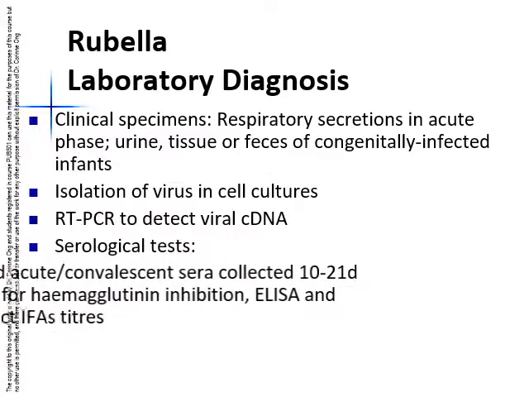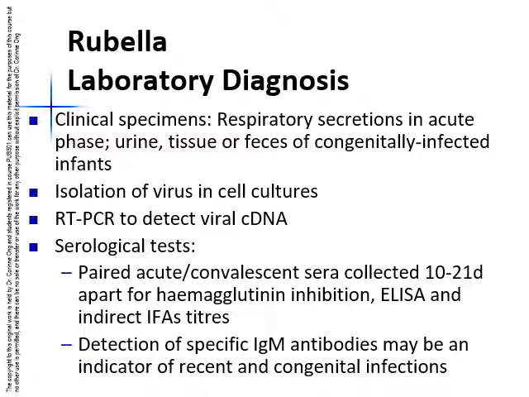Clinical specimens that are required include respiratory secretions in acute phase and urine, tissue, or feces from congenitally infected infants. The specimens can also be cultured in cell lines to isolate the virus. Reverse transcription PCR to detect complementary DNA can also be used, as well as serological tests such as hemagglutinin inhibition tests, ELISAs, or indirect immunofluorescence assays to detect a 4-fold or greater increase in antibody titers between acute and convalescent sera collected 10 to 21 days apart, as required for one of the case definitions. IgM antibodies may also be detected to indicate recent or congenital infections.